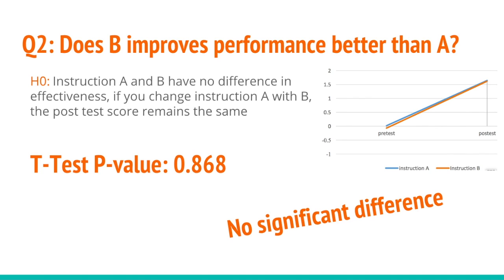And question 2, does B instruction improve performance better than A? We did the same thing and we find a rather high p-value. It means there is no significant difference between performance from instruction A and performance from instruction B. So we can conclude both our instruction A and B work, but they work similarly without great difference.